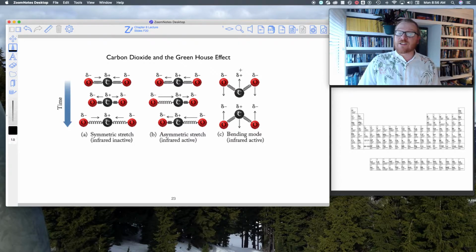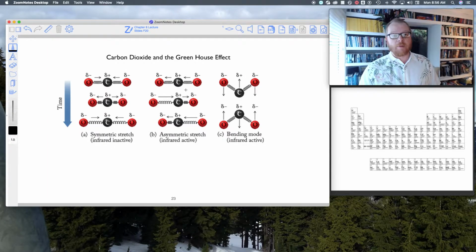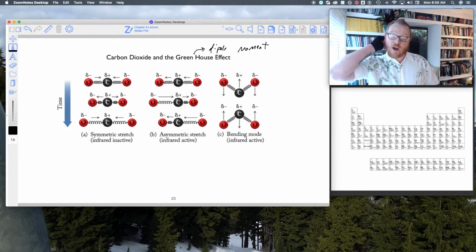And as it turns out, it's all about the bonds, okay? So what makes a greenhouse molecule? Well, it needs to have not only a polar bond, but overall the molecule needs to possess a dipole moment, okay? And the reason for that, I'll show you in a moment. It's fairly complicated, but it has to do with how the molecule interacts with infrared radiation, okay?